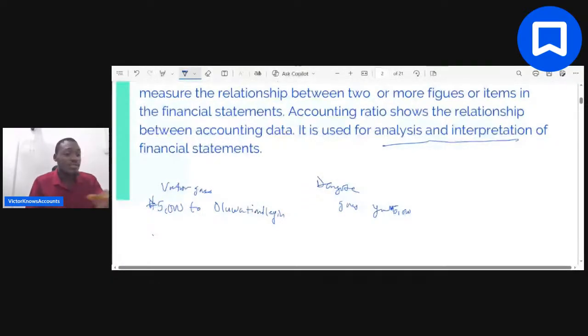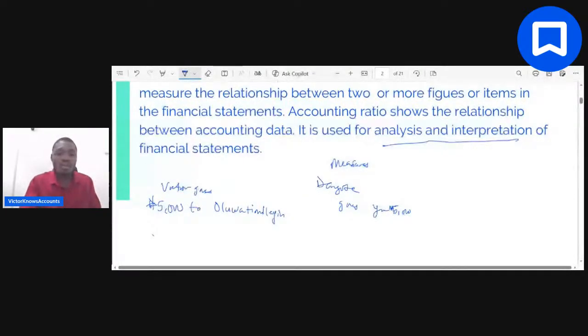So that's where it comes to Oluwatimilehin's point. Accounting ratios are financial metrics. Metrics means measures. Financial measures, let me write it, or measurements that are used to evaluate a company's performance and position. You want to know how this company is doing? If you want to know how the company is doing, create ratios for them. You can see the profit.